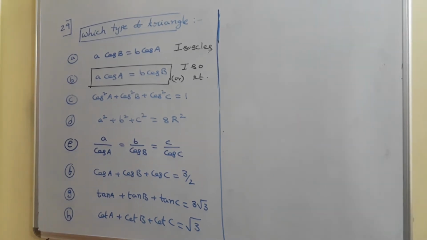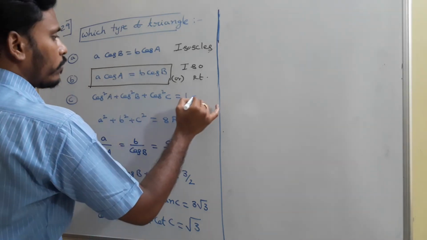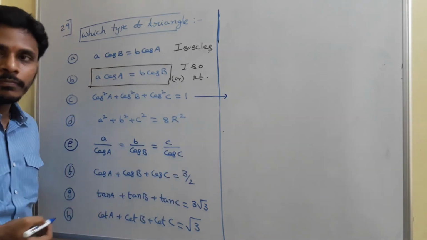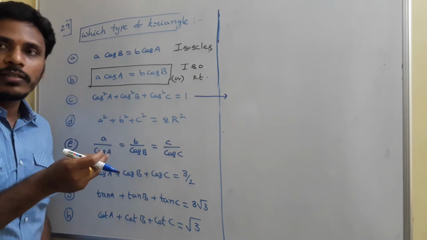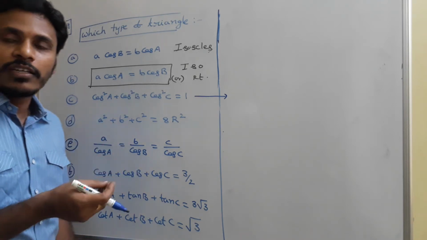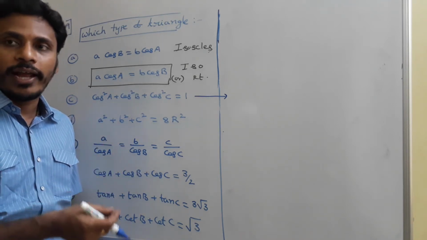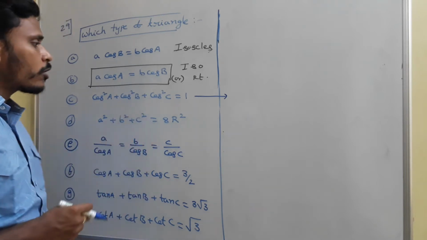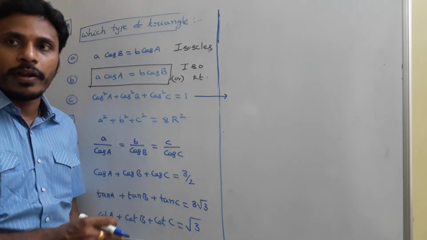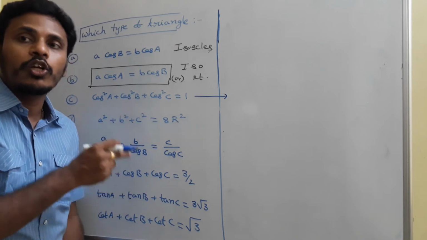Just have a look, go for a screenshot, and then I need to solve the next bit. Okay, look at the third one. Cos square a plus cos square b plus cos square c is equal to 1. Okay, to solve it, we need to utilize another result from the trigonometric transformations. In the last class also we did certain problems using those trigonometric transformations. Here again we need to use that.